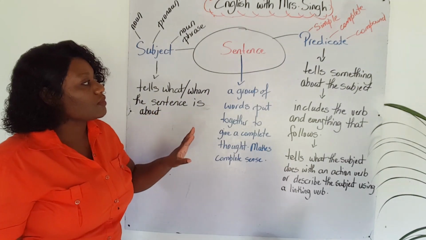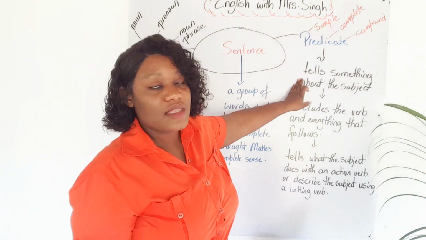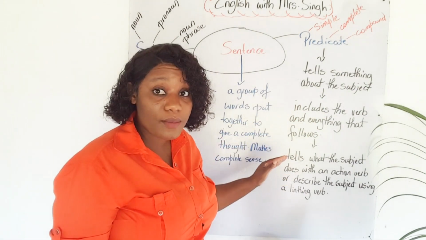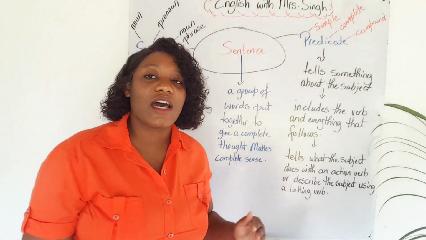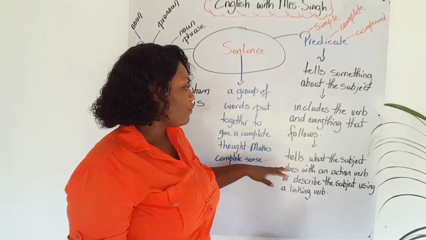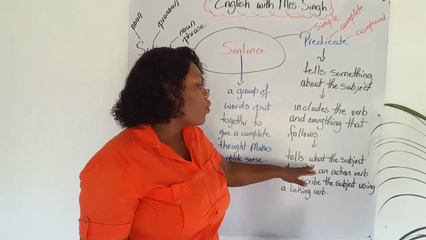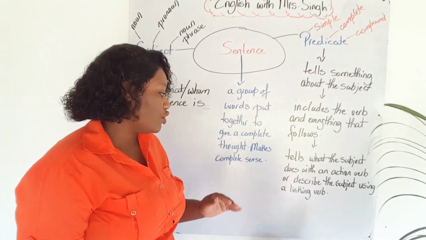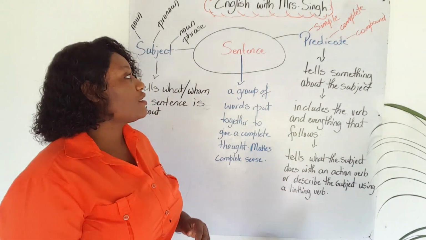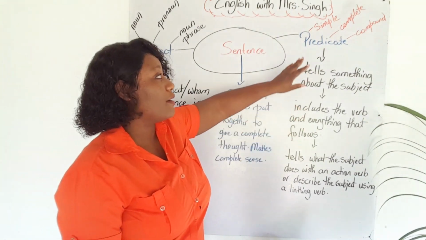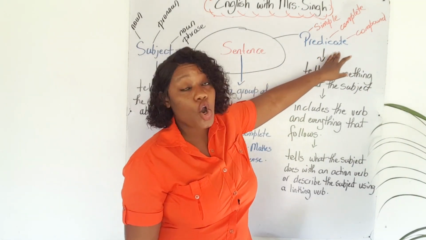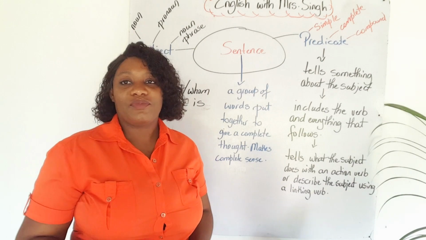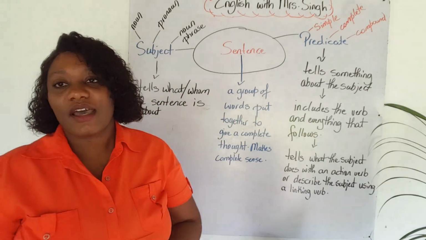And the predicate tells something about the subject. The predicate includes a verb or the verb and everything that follows. Now, the predicate also tells what the subject does with an action verb or describes the subject using a linking verb. Now, the predicate can either be a simple predicate, a complete predicate, or a compound predicate. Let's get into what each of these are.